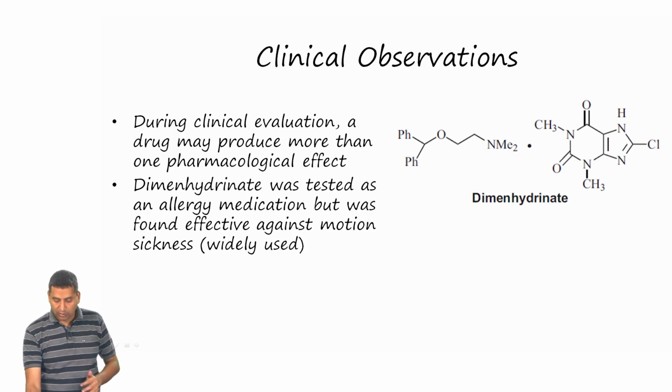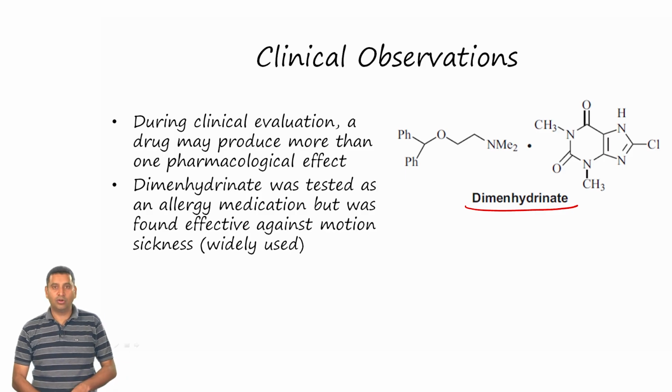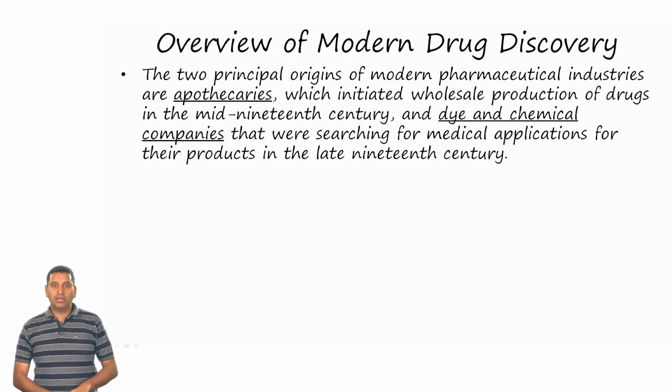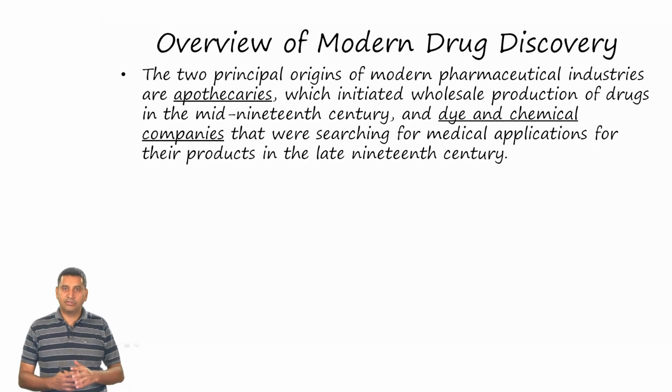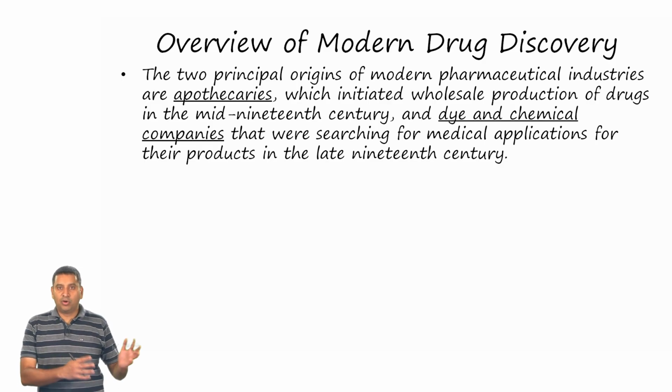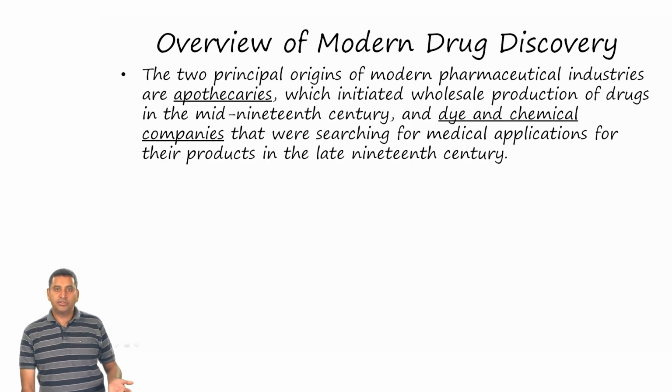So, here is an example of a drug which is very widely used for motion sickness, but was originally tested as an allergy medication. And so, therefore, during the tests it was observed that it was not effective as an allergy medication, but instead helped people who had motion sickness. Okay. So, all these are very interesting ways to look at how to discover new drugs, but modern drug discovery does not rely exclusively on these processes, but they would want to do what is known as a rational drug design. Okay. The major origins of modern drug discovery are apothecaries.